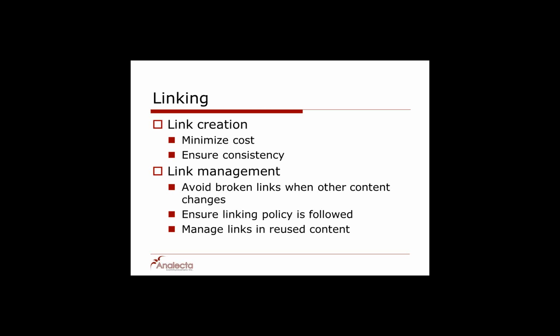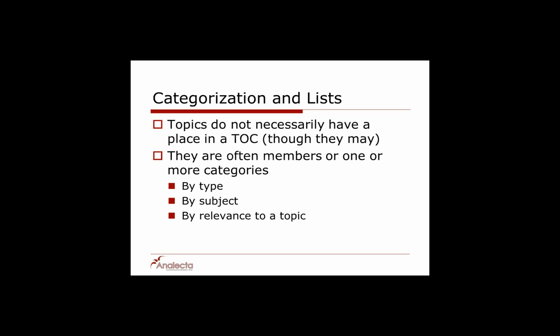And so you want to look at how do you minimize the cost of creating links? How do you minimize the cost of ensuring the consistency of links? How do you implement a link policy, and how do you make sure it's been followed consistently? How do you avoid broken links? And how do you manage links in reused content? If you're doing any kind of content reuse, what happens when content is used in different circumstances, and how do you manage links in those cases? So those are all important things to look at when you're choosing a tool for a bottom-up architecture.